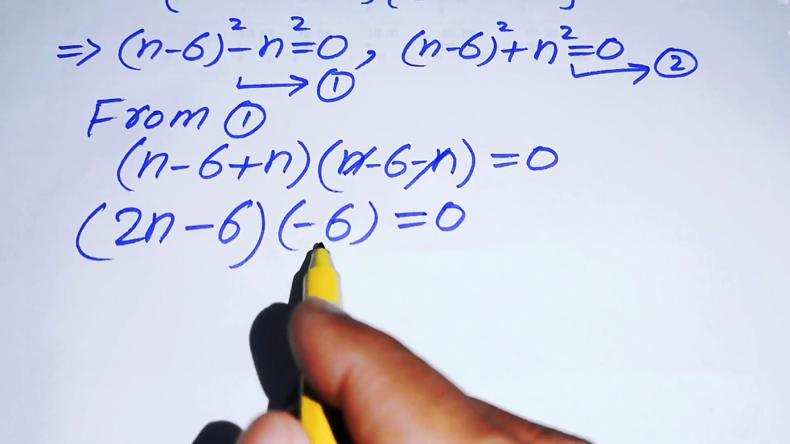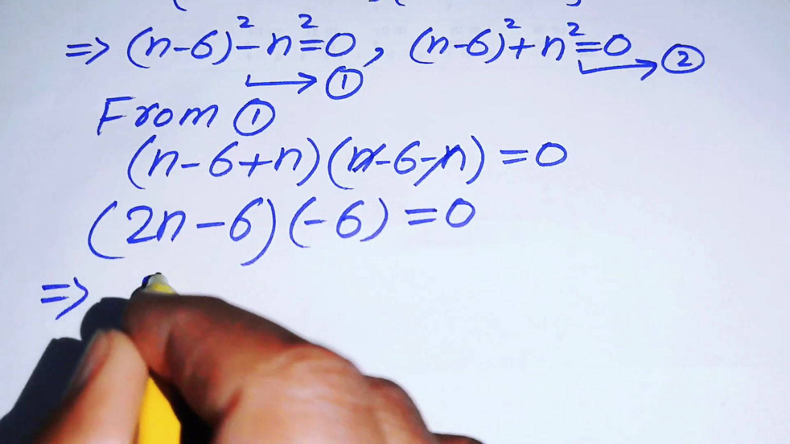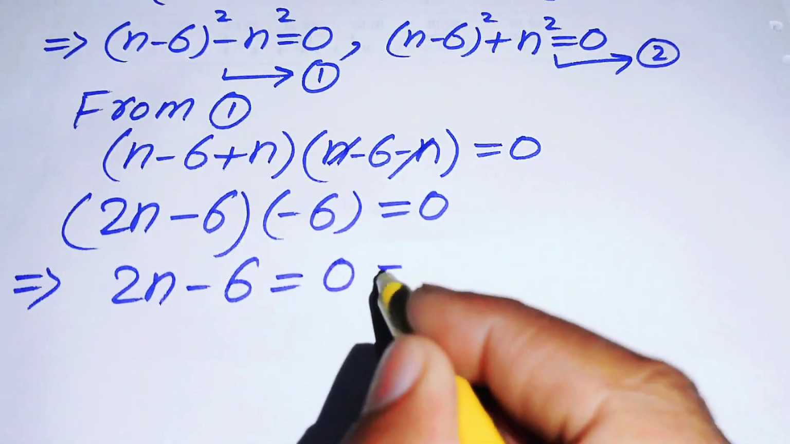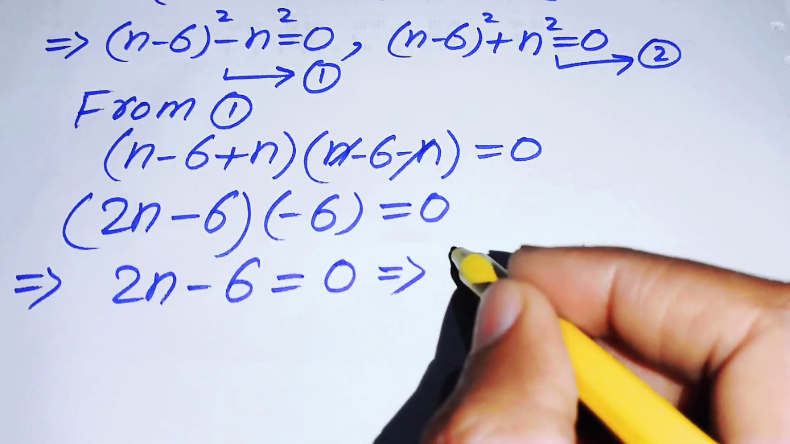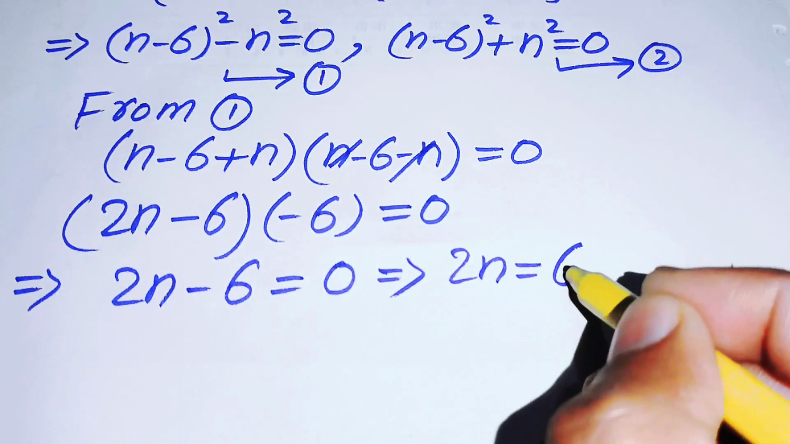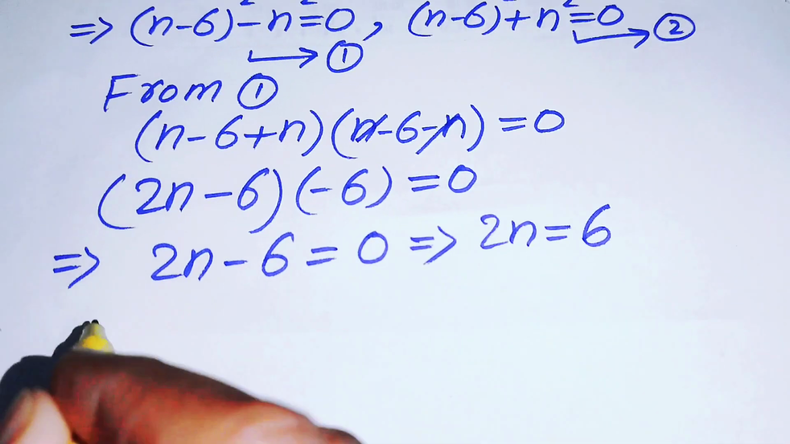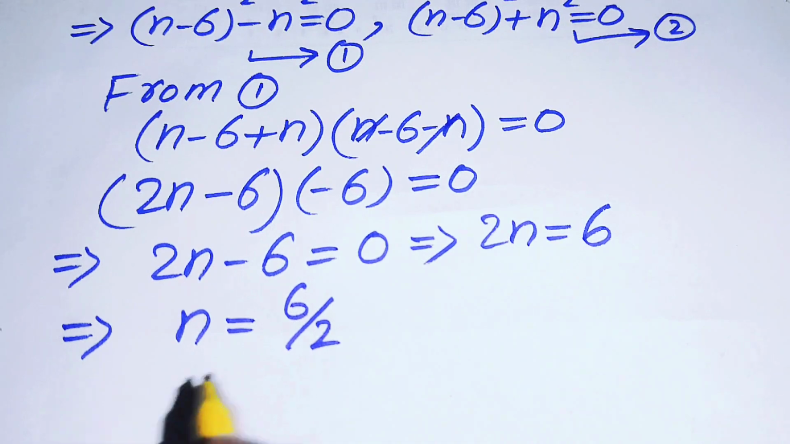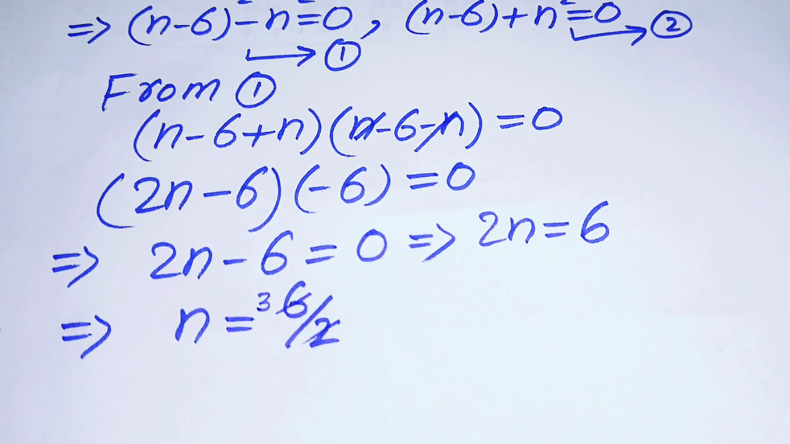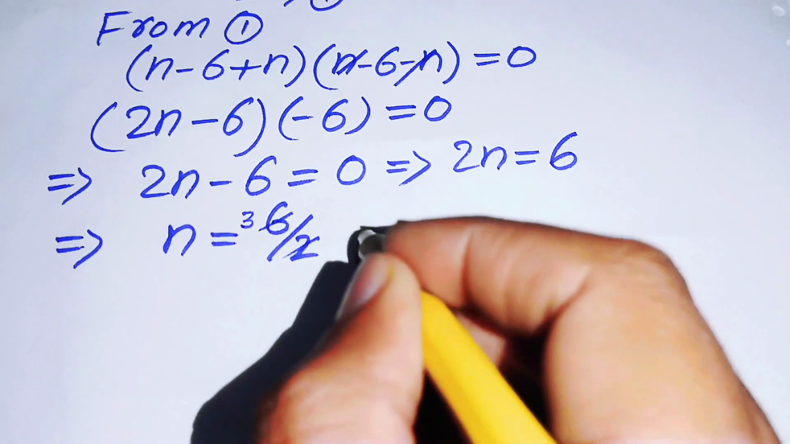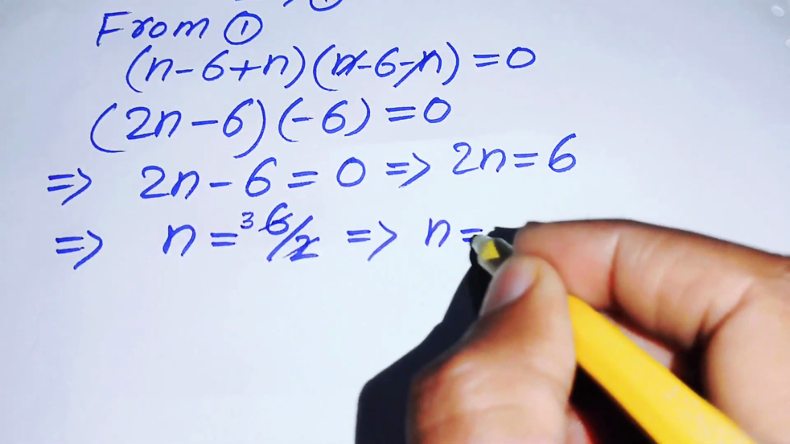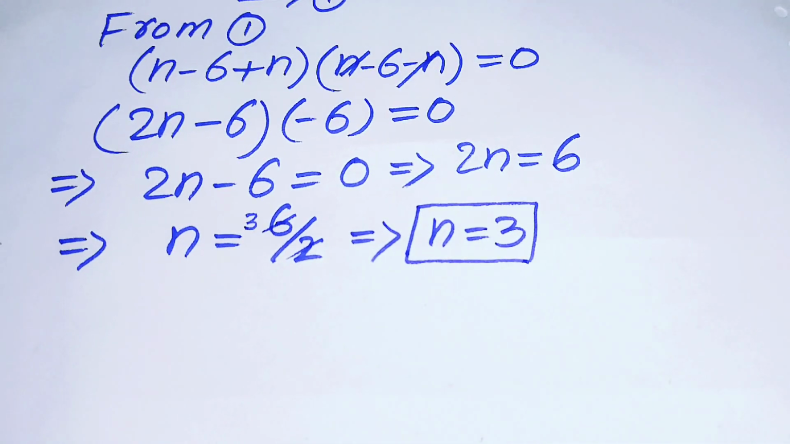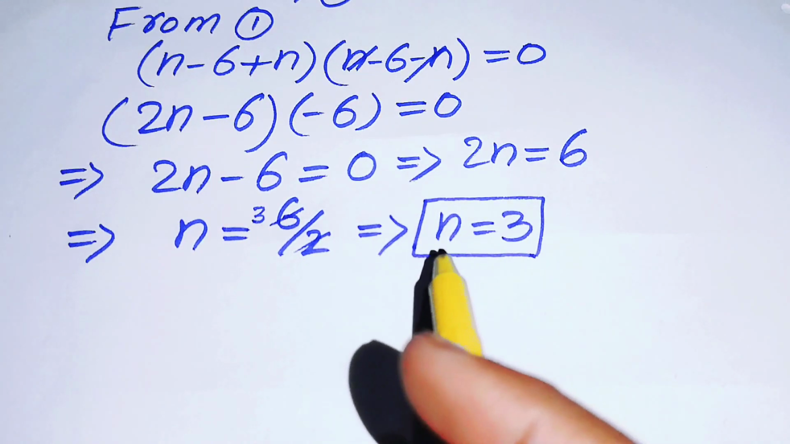And now we move this -6 to the right hand side and we obtain 2n - 6 = 0. This implies that we move this -6 to the right hand side and you get 2n = 6, and here we move this 2 to the right hand side and you get n = 6/2. So these two are cancelled by each other and we know that 2 times 3 is 6. So here you obtain the first root of the given equation. It is the real root and equals 3. So we have the first value of n equal to 3.